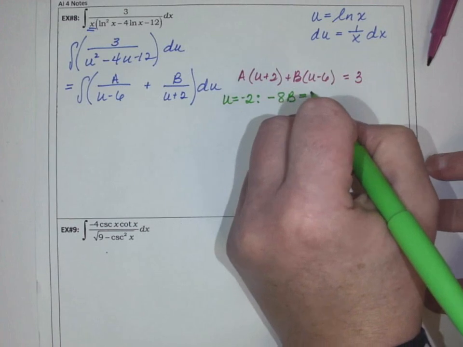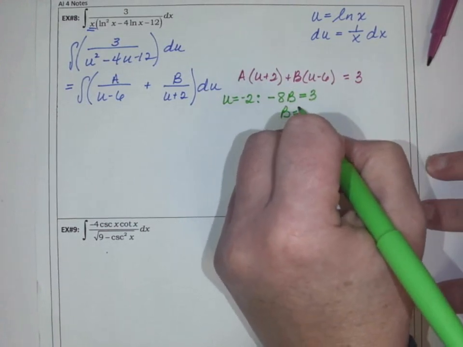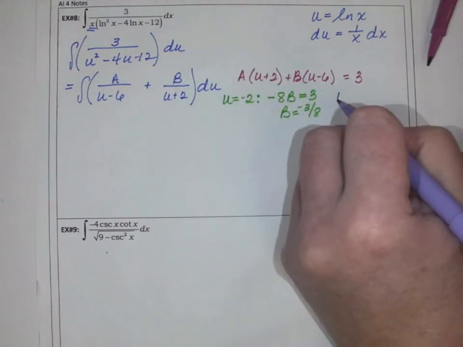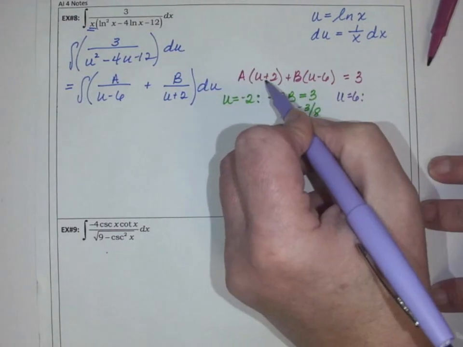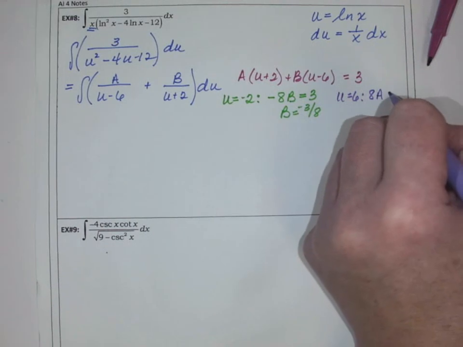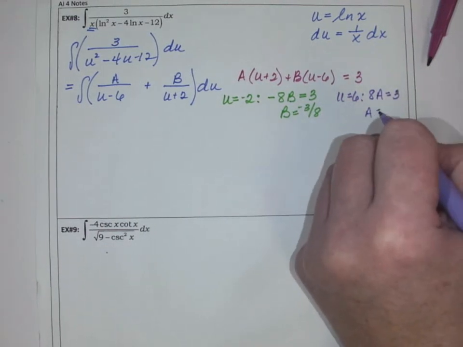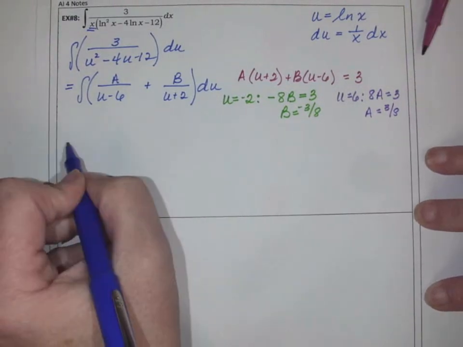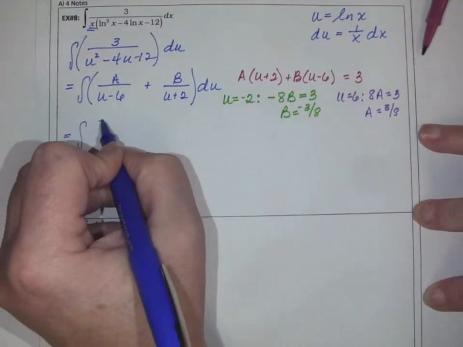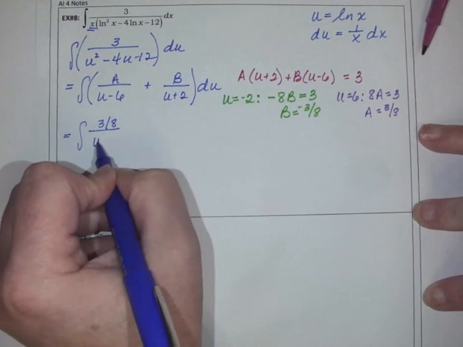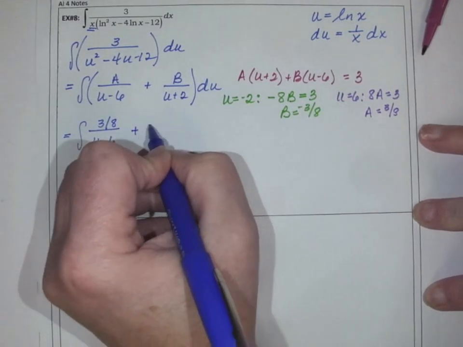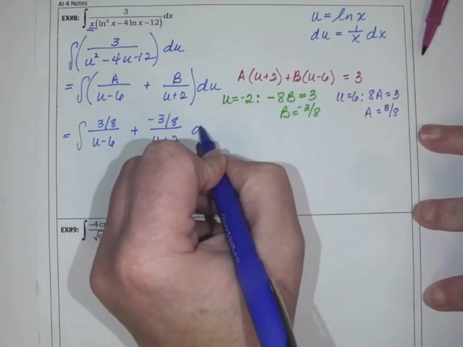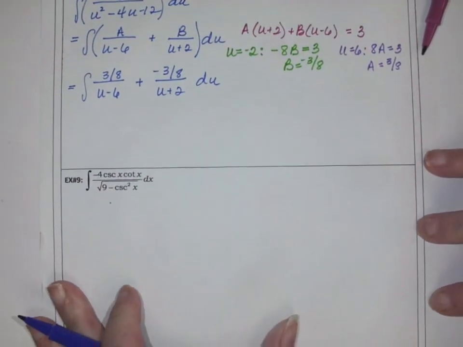Negative 8b is equal to 3, so b is equal to negative 3/8. If I let u equal 6, then I would get 6 plus 2 is 8a equals 3. So a equals 3/8. So my integral becomes the integral of 3/8 over u minus 6 plus negative 3/8 over u plus 2 du, which is easy to integrate.